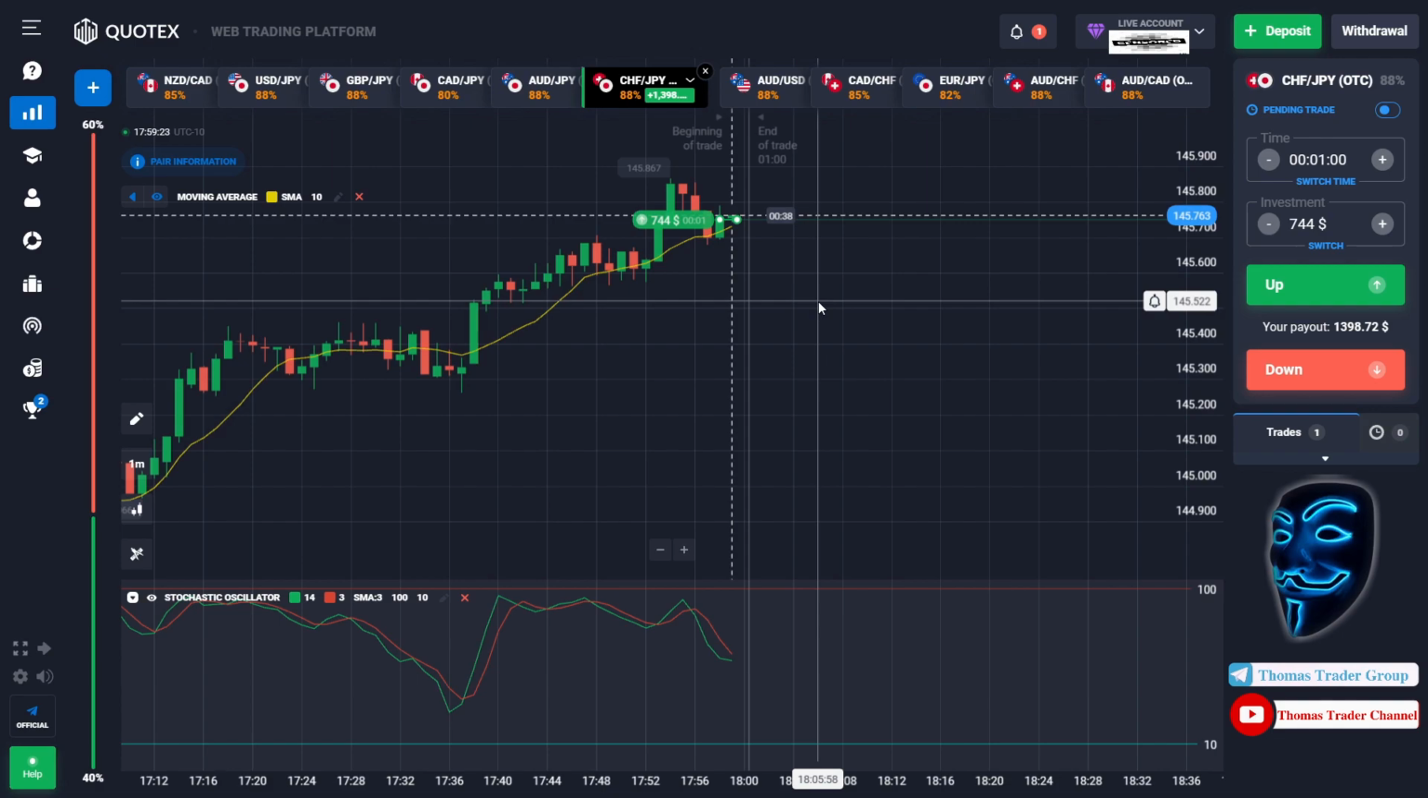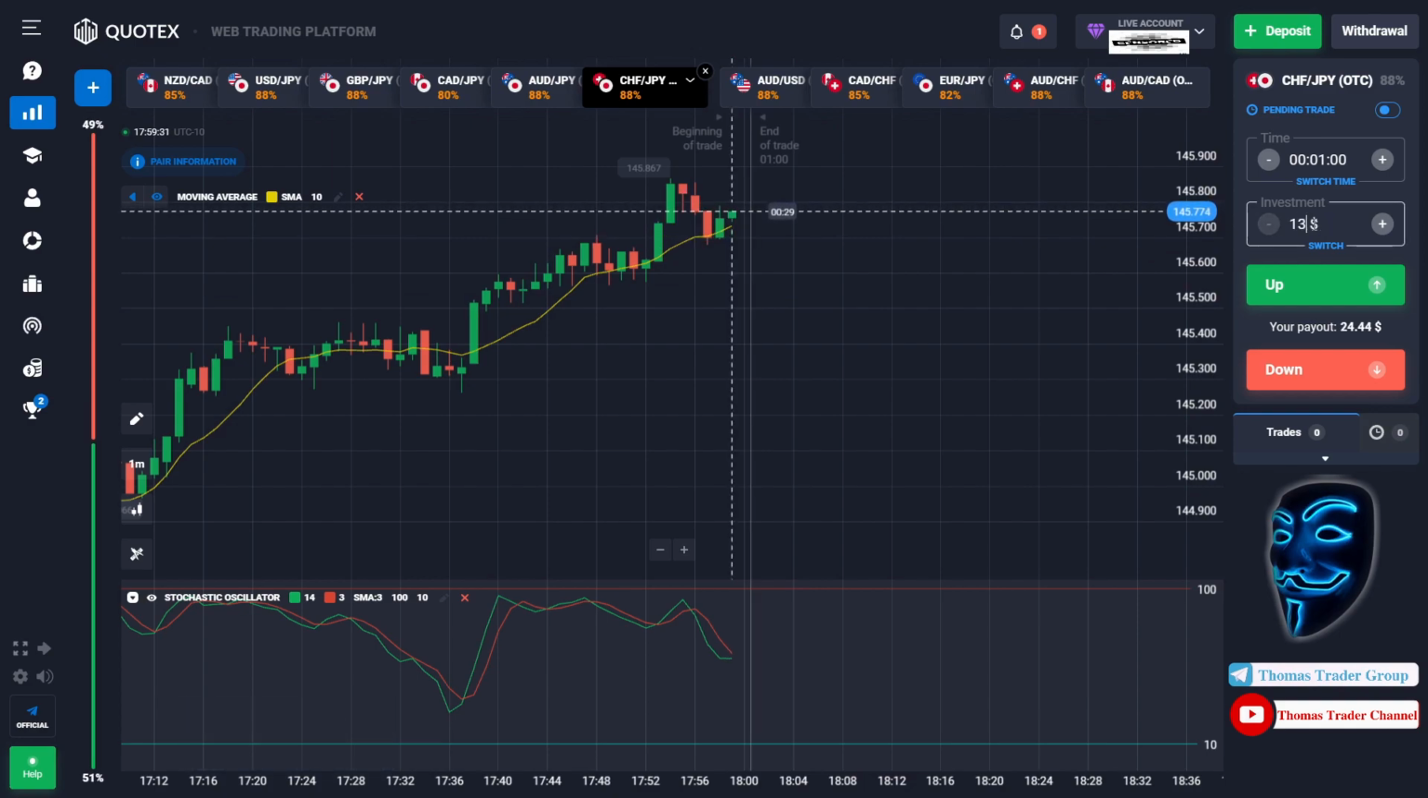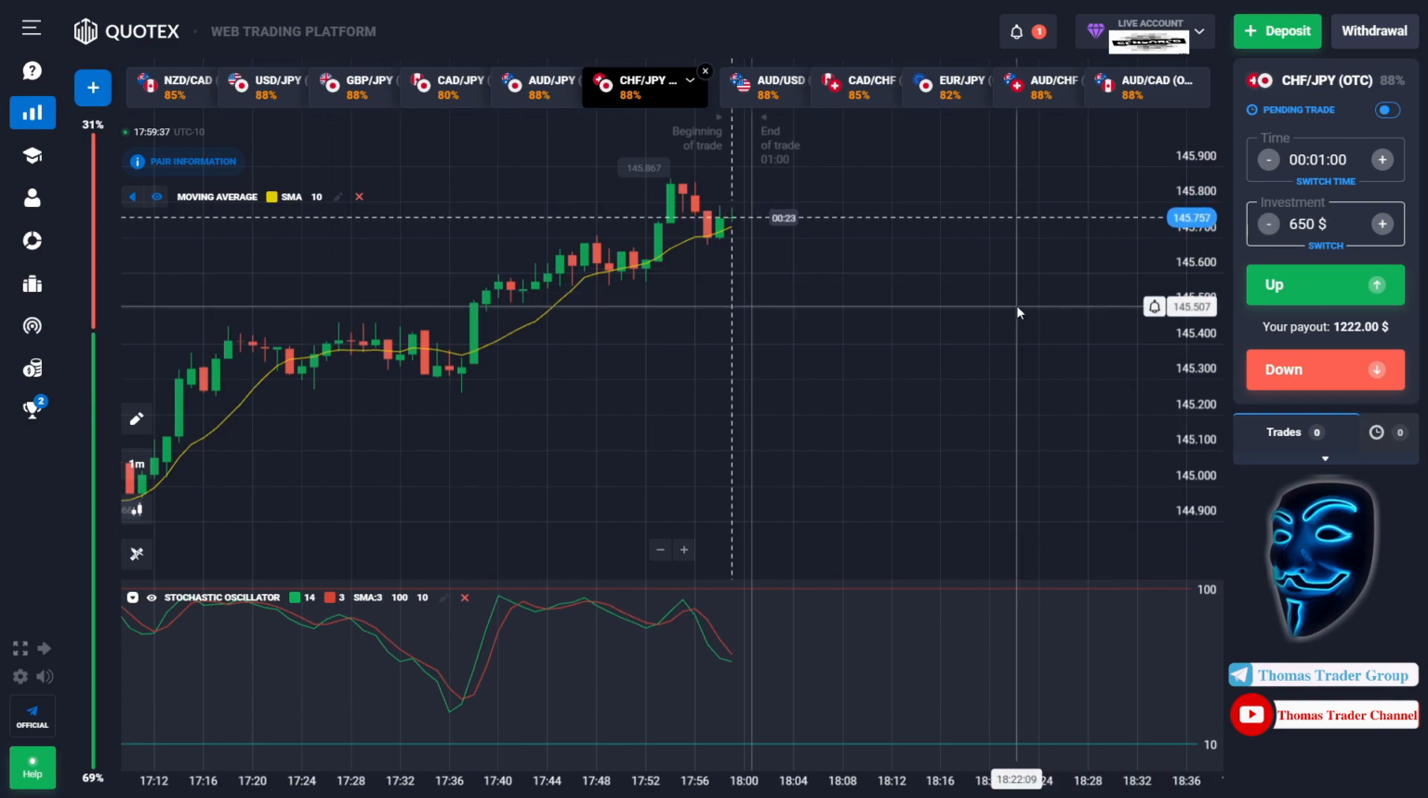We made a right prediction over here. We made a profit of $1,300. Since the max trade amount is only $1,000, let's divide it into two. We will open two positions of $650 in the next open position.